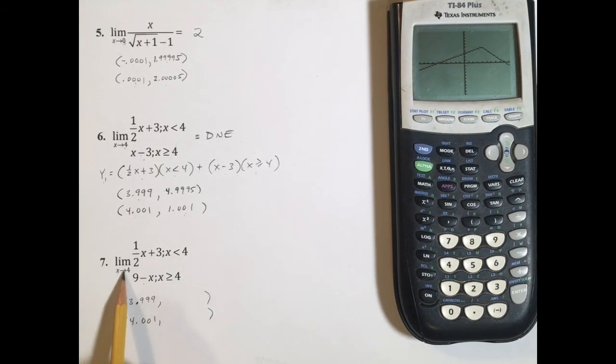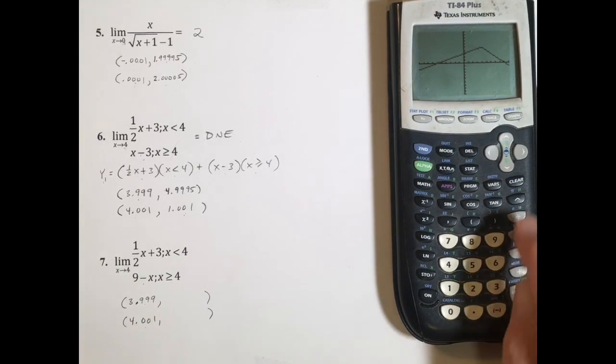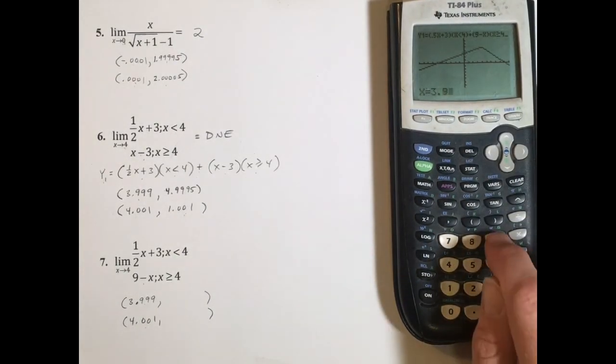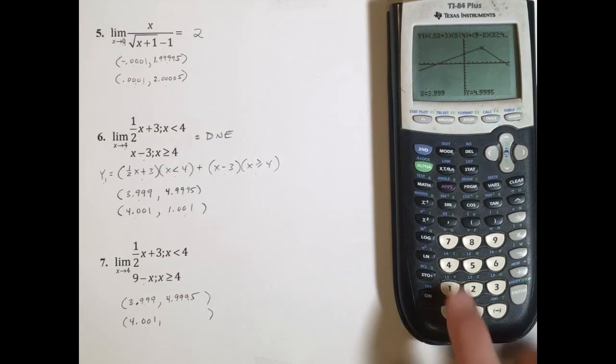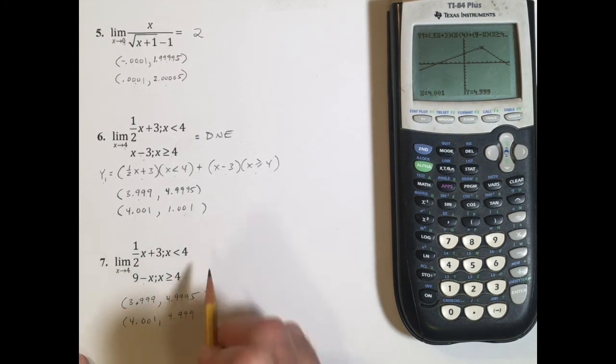To find the limit as x approaches 4, I'll look a hair to the left of 4 and a hair to the right of 4. Let me trace 3.999, and let me trace 4.001. They're both less than 5, but it seems that we're headed towards the point (4, 5). I'll say the limit as x approaches 4 equals 5.